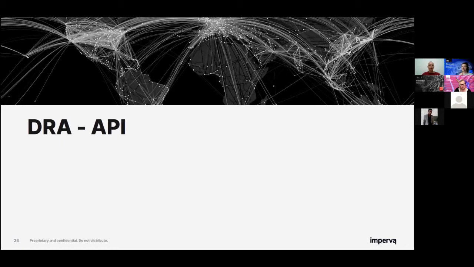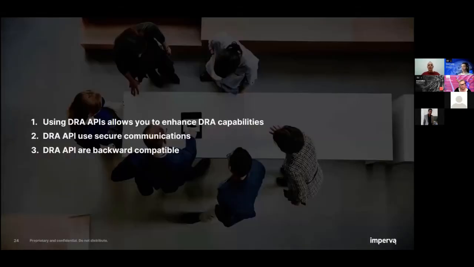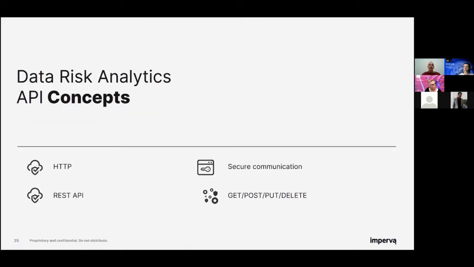So let's talk about the DRA API. As I said, the DRA API allows you to enhance the DRA capabilities, uses secure communication, and it's backward compatible. One more point is that it, of course, allows you to connect with external systems, so users won't need to log into the GUI if this is something that you want to do. The API is an HTTP REST API. It uses SSL and secure communication, and of course, it uses the standard get, put, post, and delete functionality.